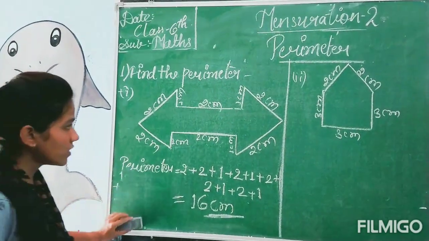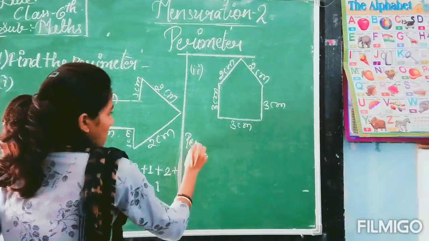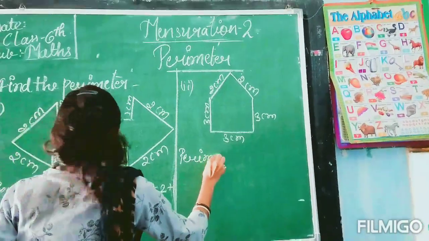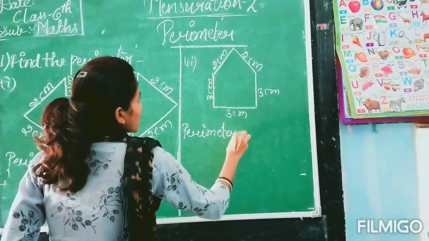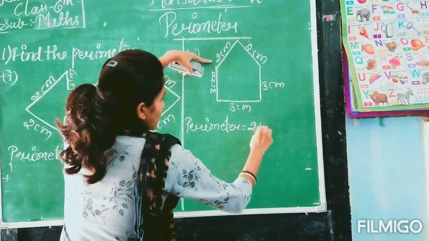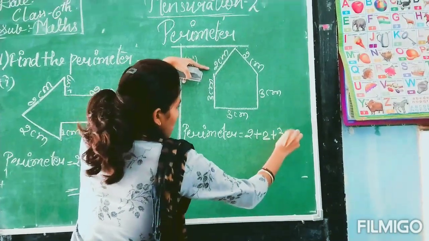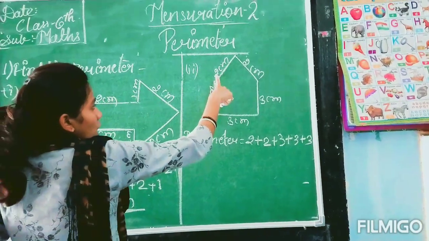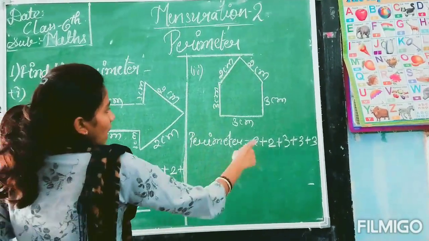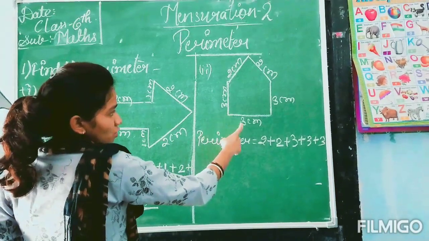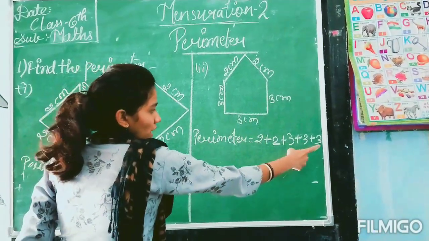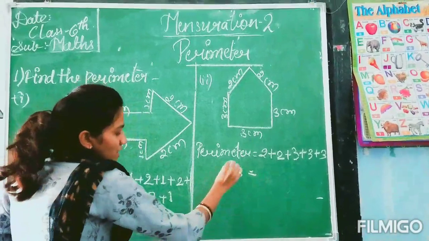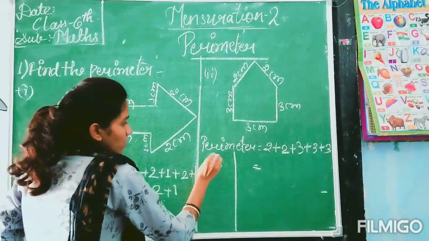Then in the next question, perimeter is equal to 2 plus 2, 3 plus 3 plus 3. Count the 2 centimeter sides, 1 and 2. Then count the 3 centimeter sides, 1, 2 and 3. Again 1, 2 and 3. Then take the rough side.